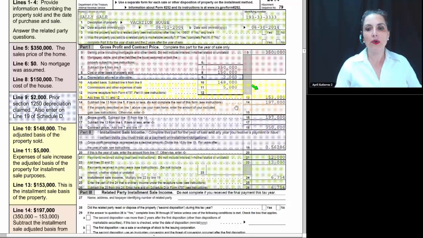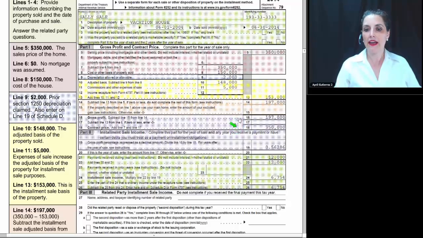Next, on line 14, we're going to subtract line 13 from line 5, and we do that. We get $197,000. That's her profit. And once we've figured the profit, now we can figure the gross profit percentage. And you can see line 18 is now being referred to as the contract price. The line 5 and line 18 in this case are the same number. Line 18 is the contract price.